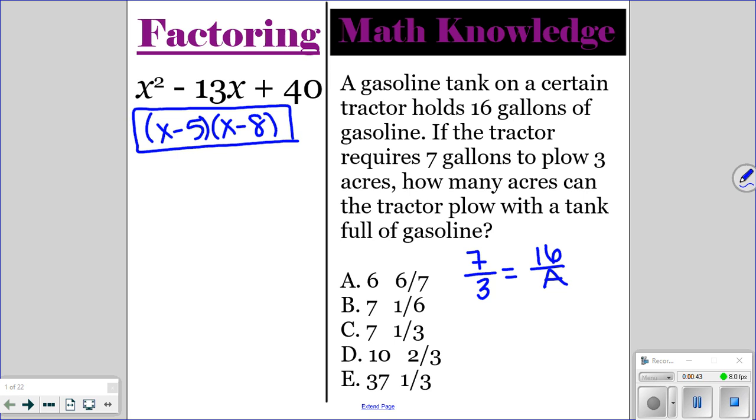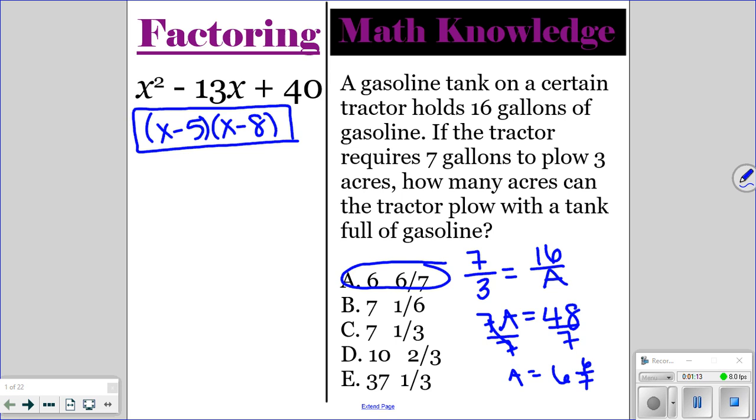And so then you can cross multiply, and 7a will equal 48, and then you divide by 7, and 48 over 7 is, not 7, it is 6 and 6/7. So A.